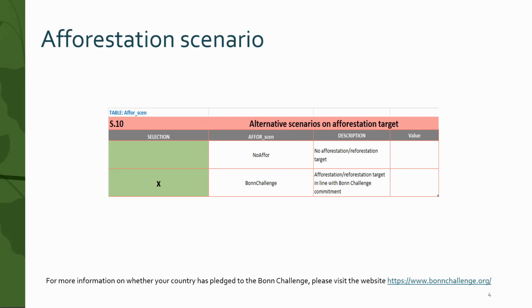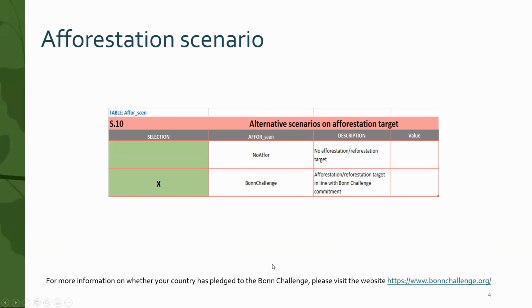The scenarios on afforestation target are found in table S.10, which has two options in the default version of the open source calculator: no affor and Bonn challenge. No affor means that there is no additional afforestation planned in the country, whereas Bonn challenge is supposed to convey the pledge that your country has made to this international initiative.